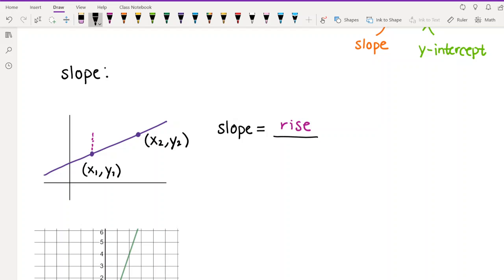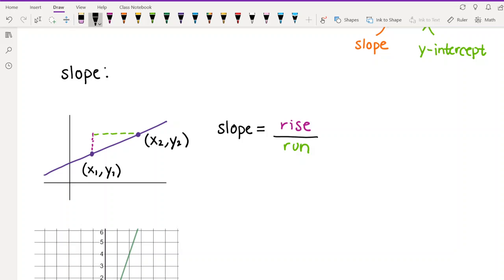So that's what I just drew in this dotted line in purple. And then run refers to the horizontal distance. So you're basically measuring vertically and horizontally how far do you have to go from one point to the other.